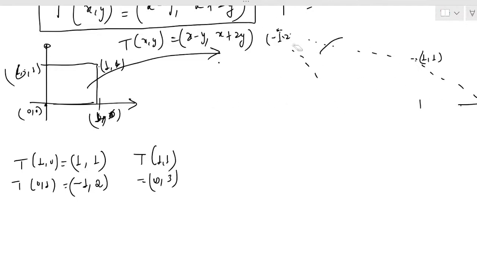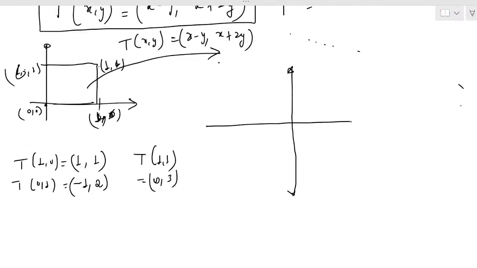So the vertices of the square are getting mapped this way. Okay, this is how it is going to get mapped. So I'm going to write it somewhere. So let me write it properly now. Okay, so this is your x-axis. This is your y-axis. 0 comma 3 would be somewhere here. Okay, and if I'm writing 0 comma 2 here, this is minus 1 comma 2.